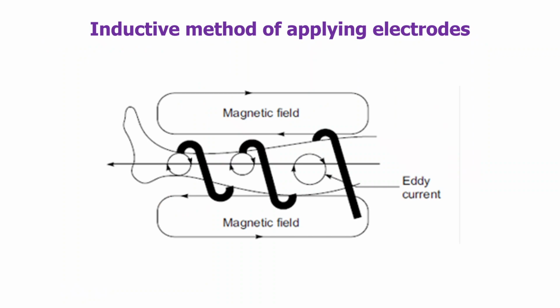Another method is the inductive method of applying electrodes. We can see here the leg is surrounded with coils. That is the difference. In the inductive method we use coils as electrodes. In the previous one we used metal plates. Here eddy currents will be generated. Both the fields are there: electric field is also there, magnetic field is also there. We apply the current through these electrodes, which are nothing but coils.